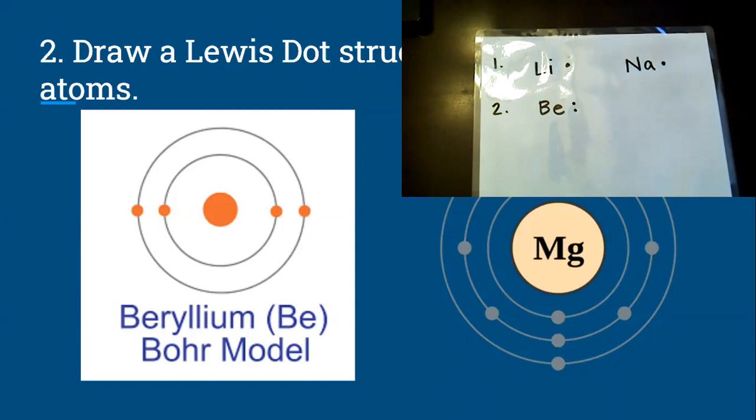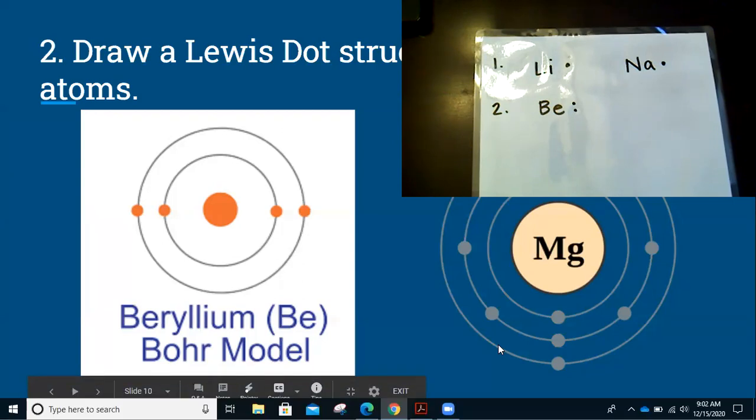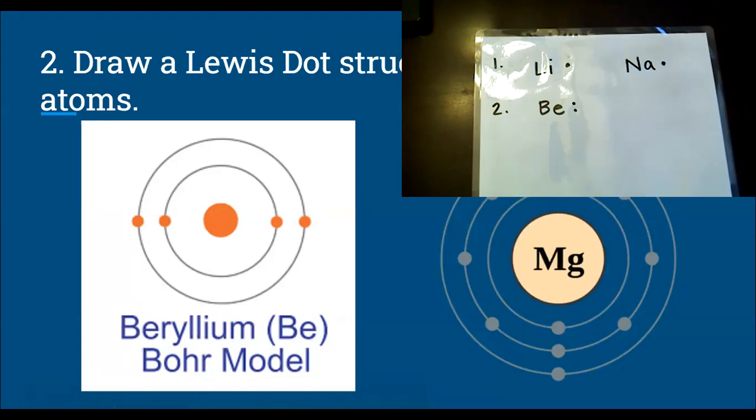Try magnesium on your own. Write the symbol for magnesium, and then add the correct number of valence electrons. We'll do 1 more together.